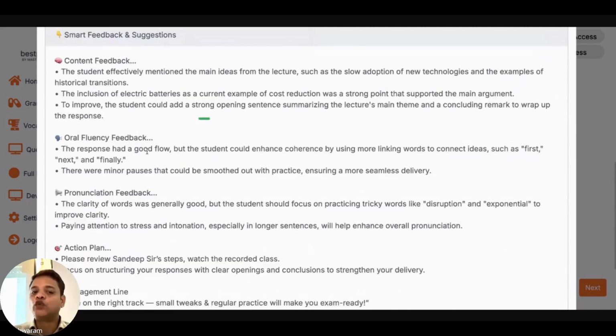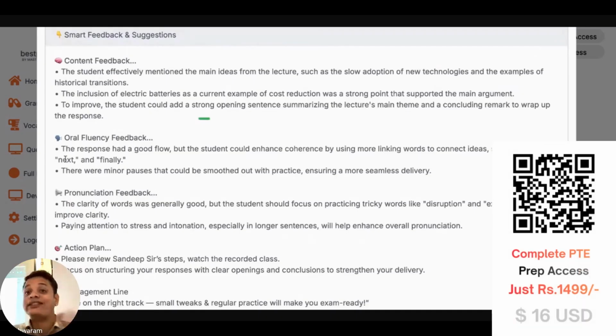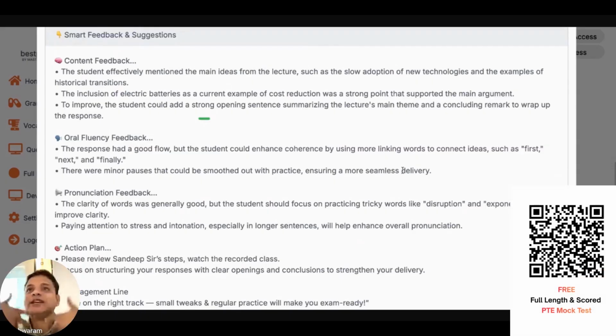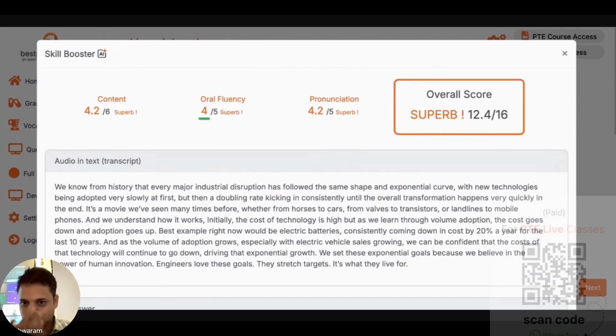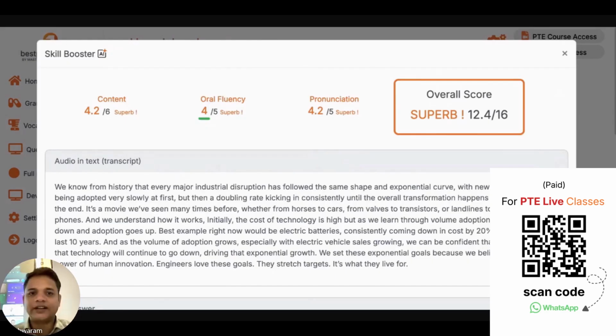The response had a good flow, but the student could enhance coherence by using words like first, next, finally. This is something missing in my answer, which I can improve in the next few questions. There were minor pauses that could be smoothed with practice, ensuring more seamless, meaning more fluent, delivery. Is everybody understanding the score and justification? Nitish, Pavan, and the other Pavan, Bharat, right?